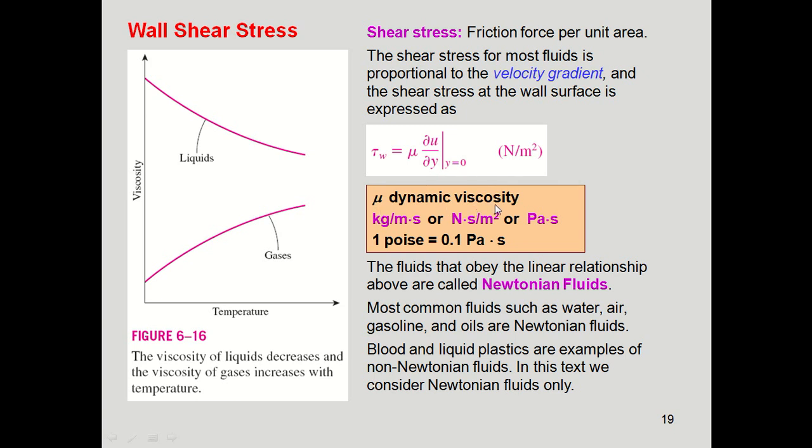Now mu is dynamic viscosity. It is measured in kg per meter second, or newton second per meter square, or pascal second. 1 poise equals 0.1 pascal second. The fluids that obey the linear relationship above are called Newtonian fluids. So when tau is directly proportional to the velocity gradient, it is called a Newtonian fluid. The most common fluids such as water, air, gasoline, and oils are Newtonian fluids. Blood and liquid plastics are examples of non-Newtonian fluids. In this chapter, we are going to study Newtonian fluids only.